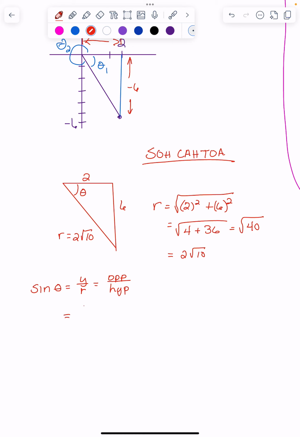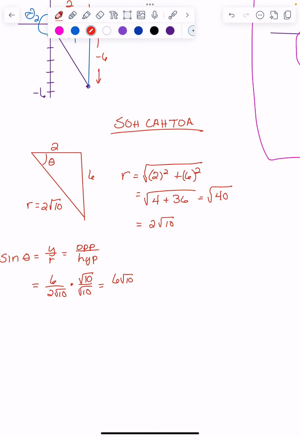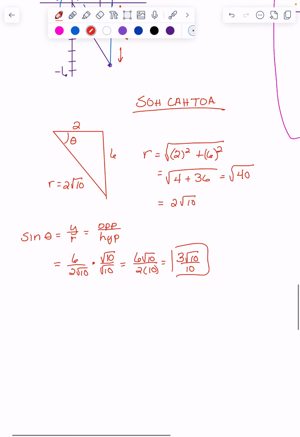So here I'm going to say that's equal to 6 over 2 square root of 10. Here I need to rationalize, so Pearson won't take anything if I don't. So I'm going to multiply by square root of 10 over 10. So I'm going to have 6 square root of 10 over 2 times 10, so that's a 20 in the denominator. I'm going to divide by a 2, so I'm going to get 3 square root of 10 over 10, right? So that's the value of my sine, right?